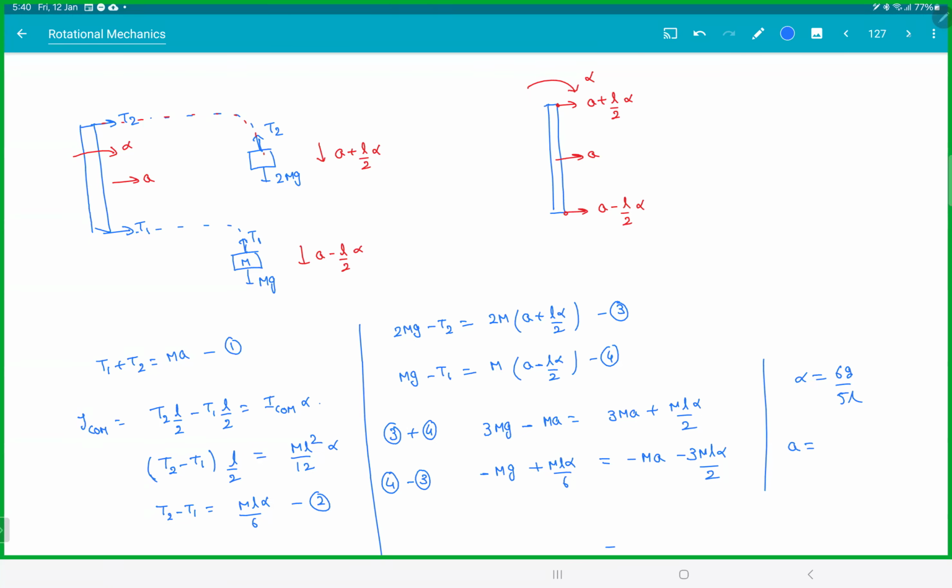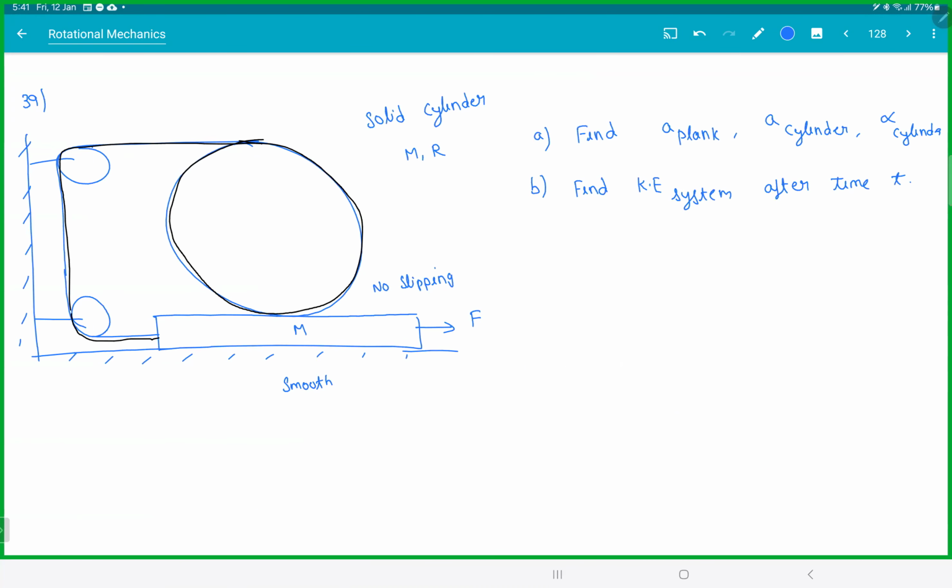Okay, that is fine. What about this guy? Anyone got an answer for this? What is the acceleration of the cylinder? Tell me that. If you got that, I'm sure you got the answer. What is the acceleration of the cylinder?